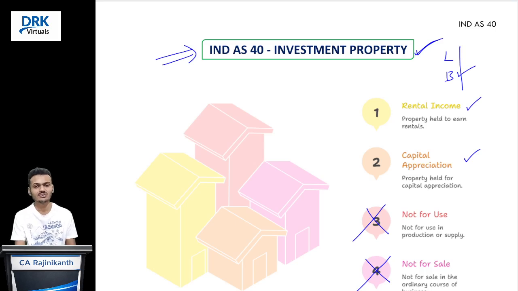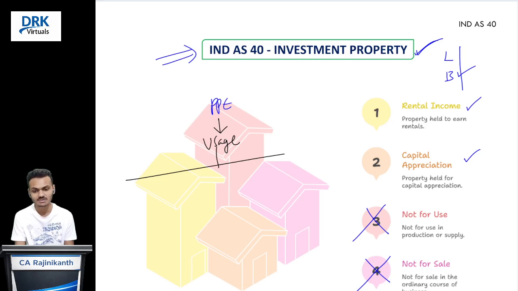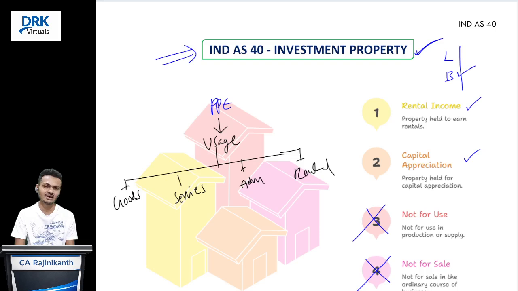In order to get a good amount of clarity, let's recollect the definition of property, plant and equipment as per Ind AS 16. What is the definition? It is a tangible item of asset held by the entity for usage. For what purpose? For production of goods or for providing services or for administration functions, or that asset can be given on rental basis also, and that asset is expected to be used for more than one accounting period.